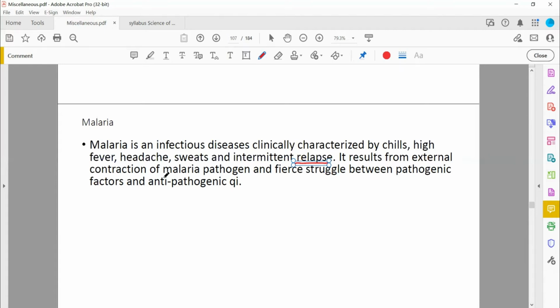Yeah. So that's a parasite. Malaria, that's not a virus. That's not a germ. That's a parasite, right? Parasites spread by the mosquito, and it fears the struggle between pathogenic factors and anti-pathogenic qi. Pathogenic factors, pathogens, fight with the anti-pathogenic qi. That's the healthy qi.